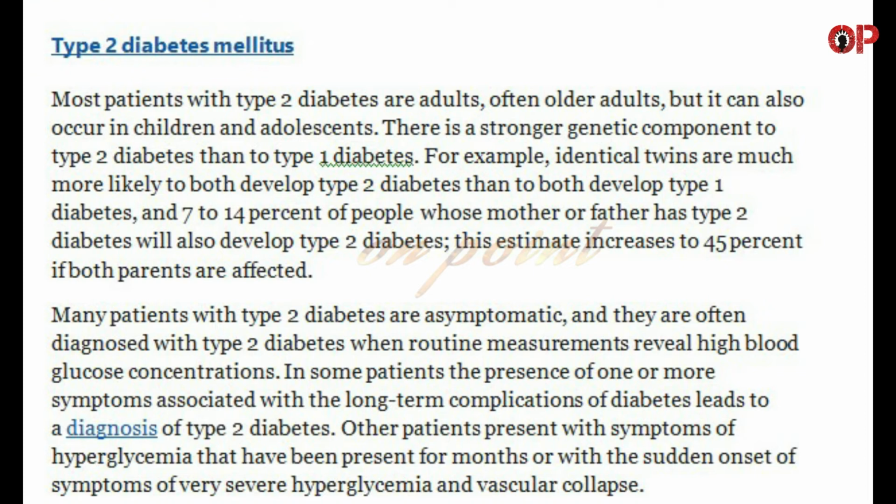Many patients with type 2 diabetes are asymptomatic, and they are often diagnosed when routine measurements reveal high blood glucose concentrations. In some patients, the presence of one or more symptoms associated with the long-term complications of diabetes leads to a diagnosis of type 2 diabetes. Other patients present with symptoms of hyperglycemia that have been present for months, or with the sudden onset of symptoms of very severe hyperglycemia and vascular collapse.